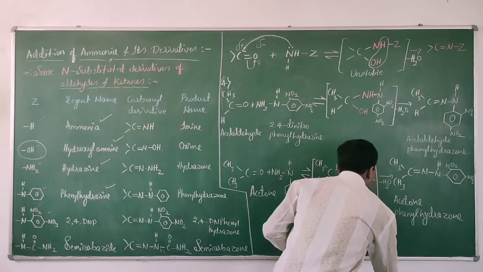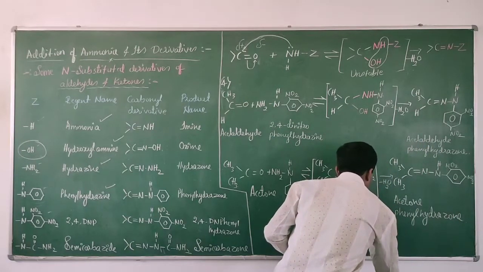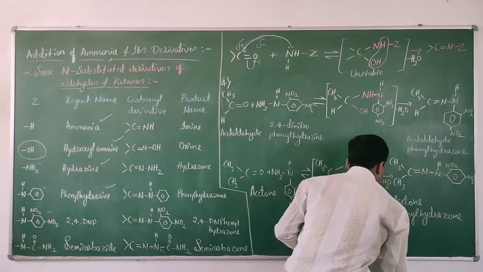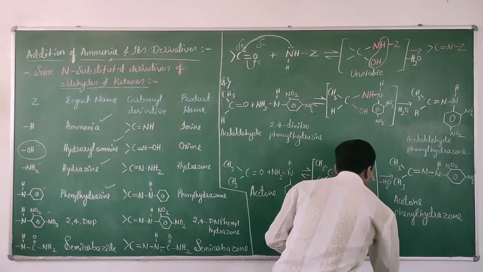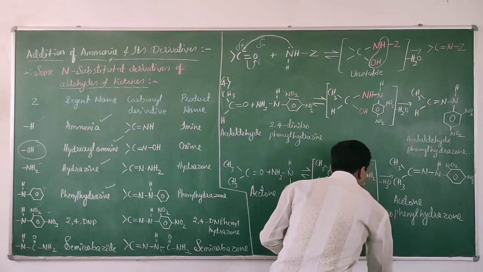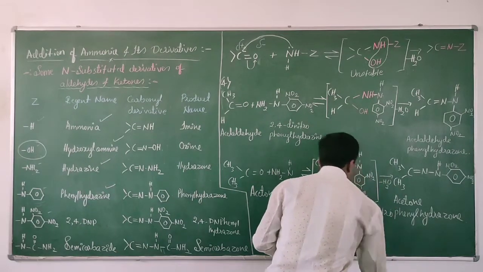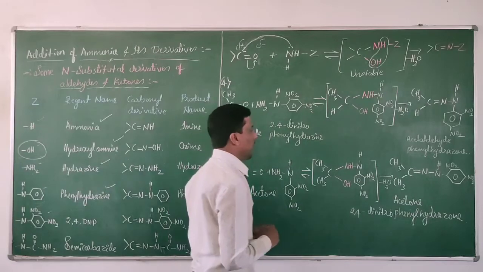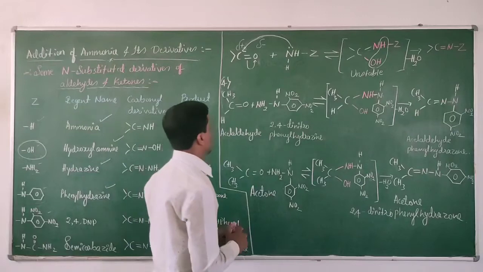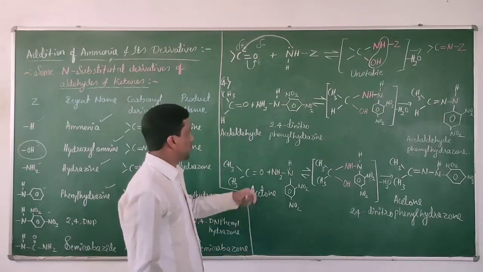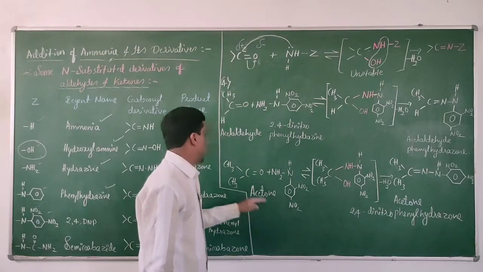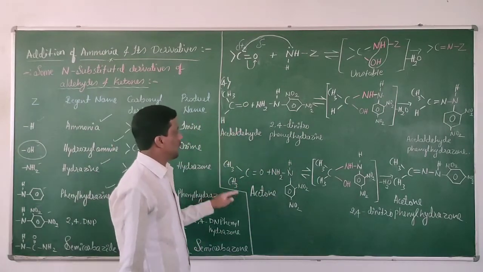Acetone 2,4-dinitro phenyl hydrazone. These are the two examples for the reaction of 2,4-dinitrophenylhydrazine with acetaldehyde and 2,4-dinitrophenylhydrazine with the acetone. It is with the aldehyde, it is with the ketone.